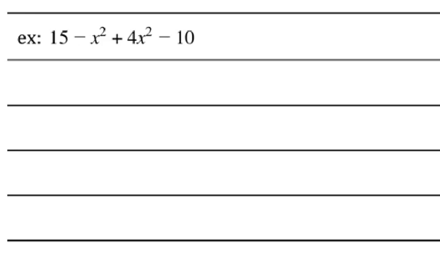15 minus x squared plus 4x squared. I'll rewrite that. I see 15. I see something with a variable, minus x squared. I see something with another variable, plus 4x squared. And then I see a constant of minus 10.